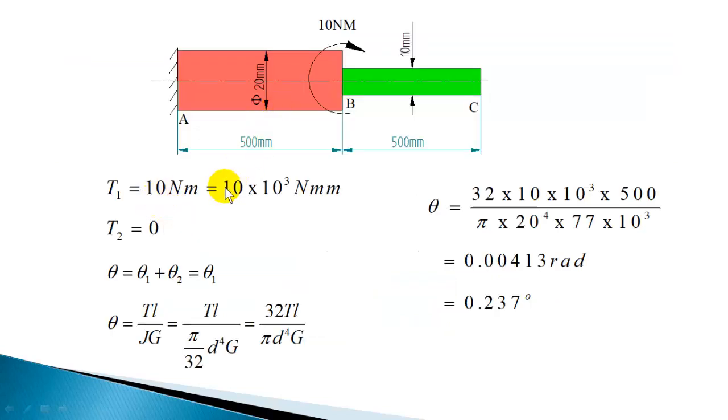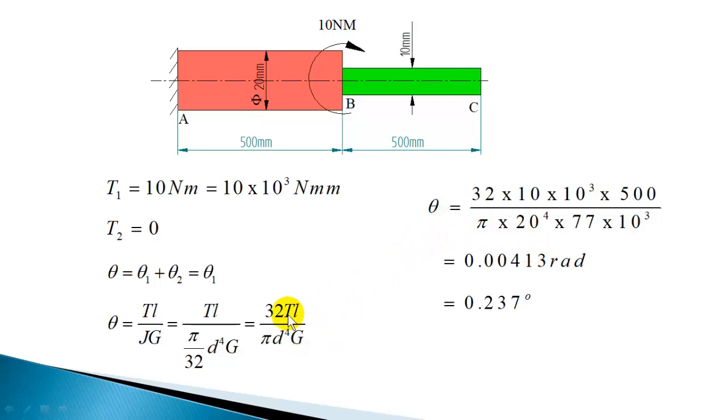So T1 is 10 Newton meter, which is equal to 10 into 10 raised to 3 Newton mm. And T2 is 0. Theta is equal to theta 1 plus theta 2. And since theta 2 is 0, it's equal to theta 1. And theta, the angular twist, is given by TL by JG. So TL divided by, for a solid circular shaft, J is pi by 32 d to the power of 4, into G, or 32 TL divided by pi d to the power of 4 G.